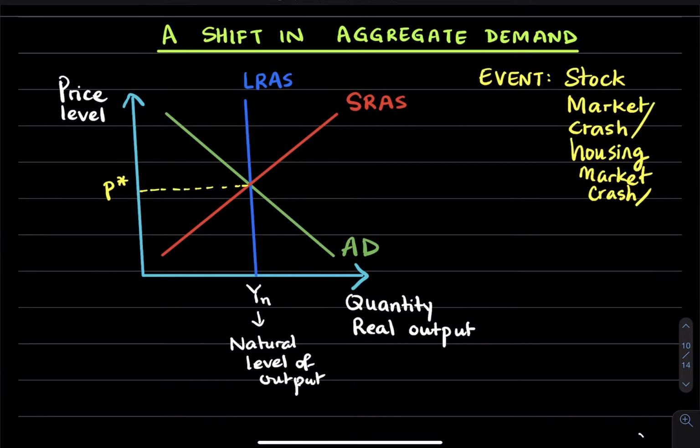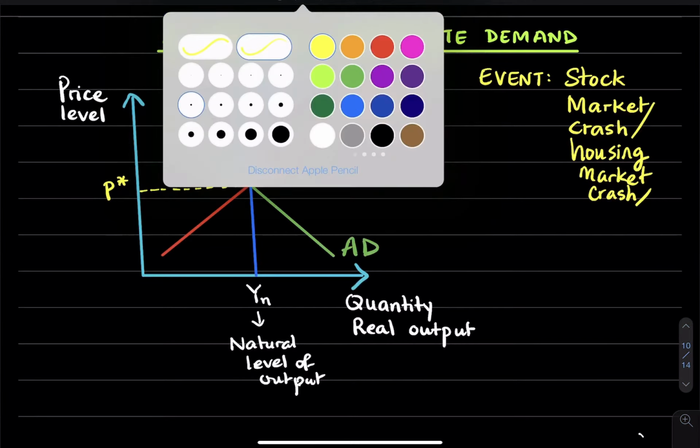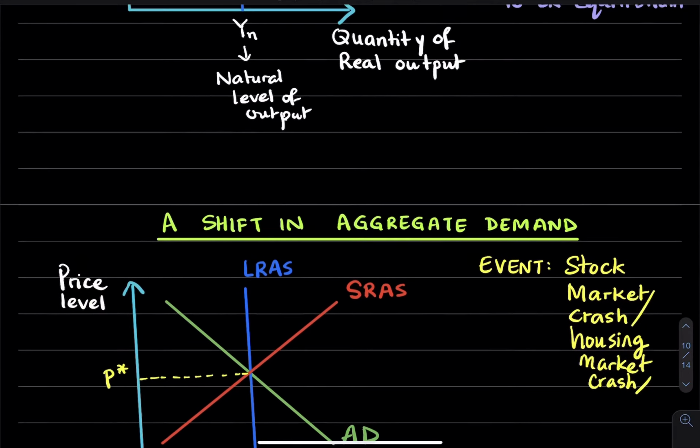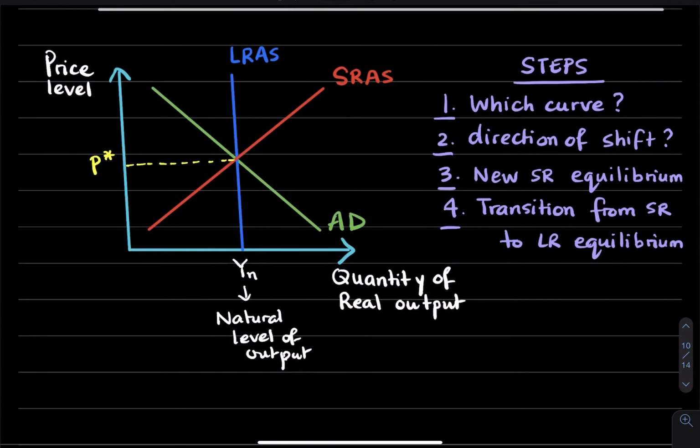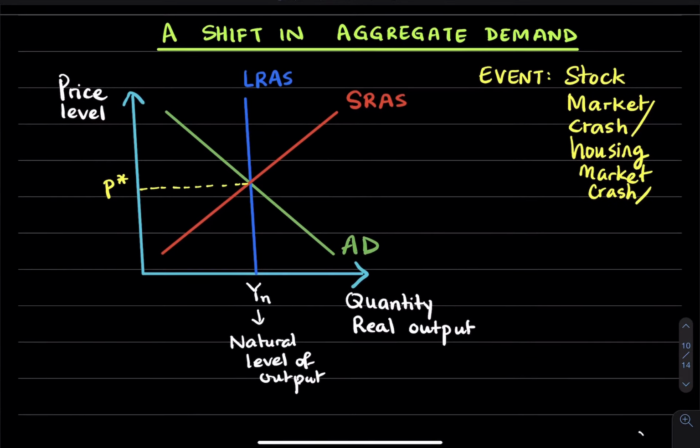So the first thing we want to do is think about that first step: which curve is going to shift? In this case, the event is going to cause the aggregate demand curve to shift, and you want to figure out the direction of the shift. If this is a crash, the aggregate demand in general should fall, and that would be reflected in a leftward shift of the aggregate demand curve. So a fall in aggregate demand is represented with a leftward shift.